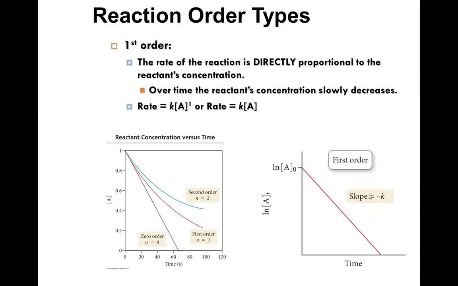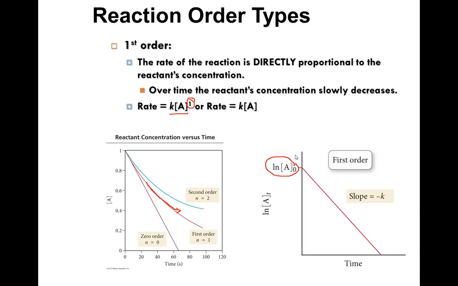In the first order, the rate of the reaction is directly proportional to the reactant's concentration. So that's this red line. Notice as the concentration decreases, the rate also decreases. Over time, the reactant's concentration slowly decreases. So this rate is k times the concentration of A to the first power, which gives us rate is equal to k[A]. If we drew this as a graph to try to find the slope, we'd have to take the natural log of [A] to get a straight line.